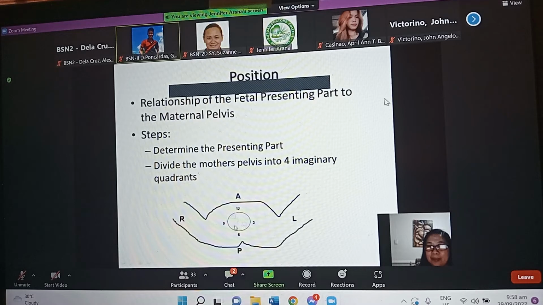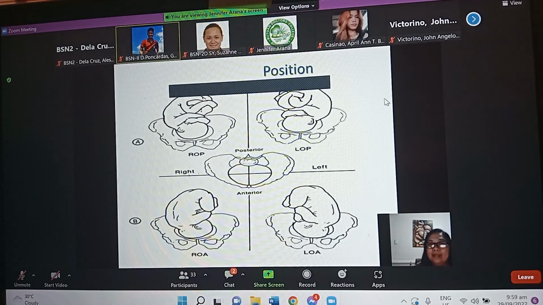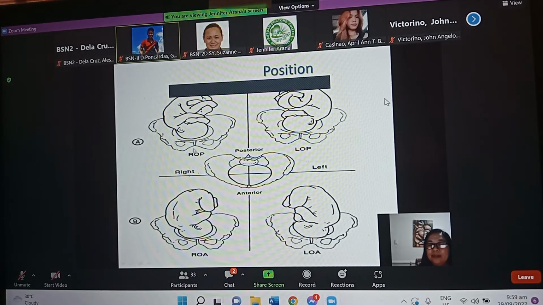Okay, for example, ang presenting part naa diri sa 9 o'clock. Ang presenting part, occiput, naa diri sa 9 o'clock. So, unsay tawag ana nga position? Right occiput transverse. So, that is how you are going to determine the fetal position. Okay, so right occiput posterior.